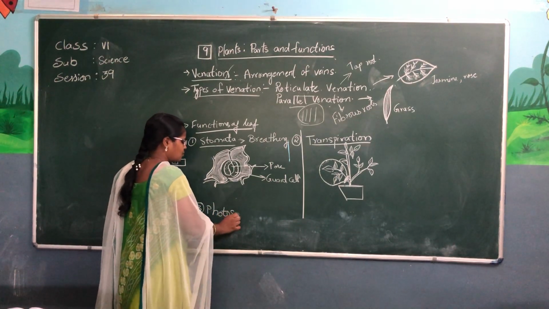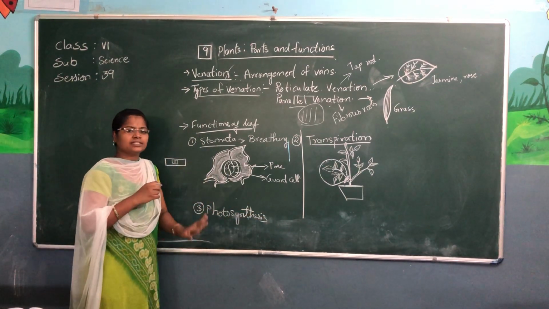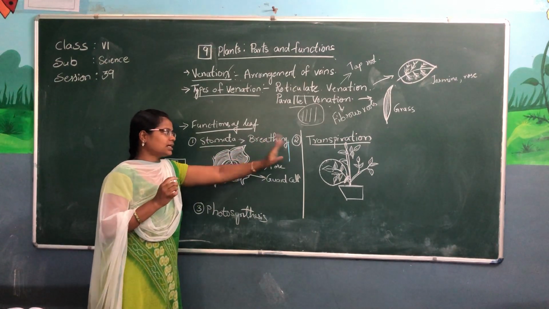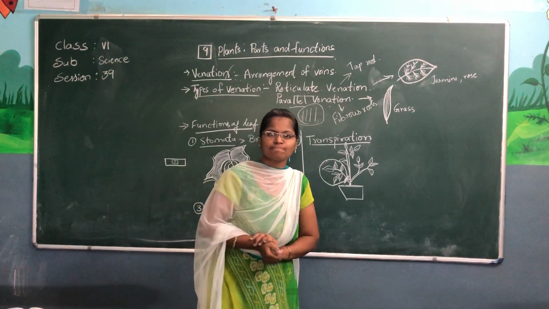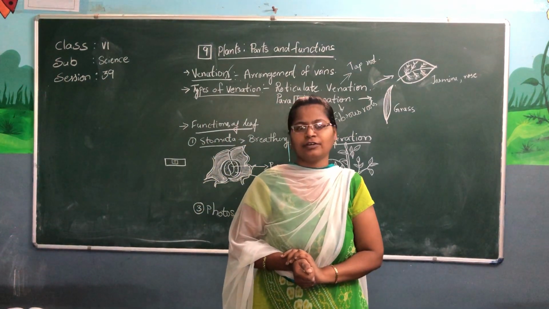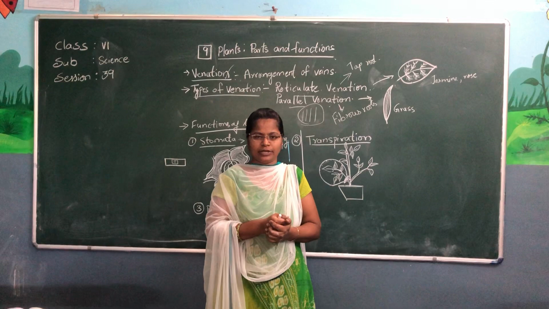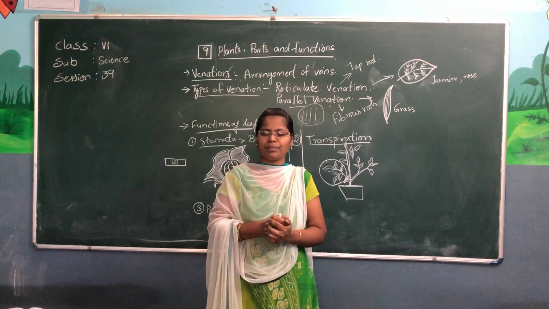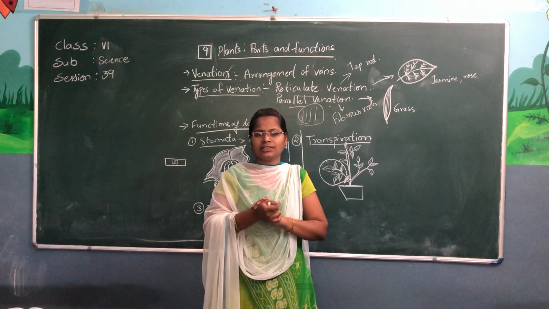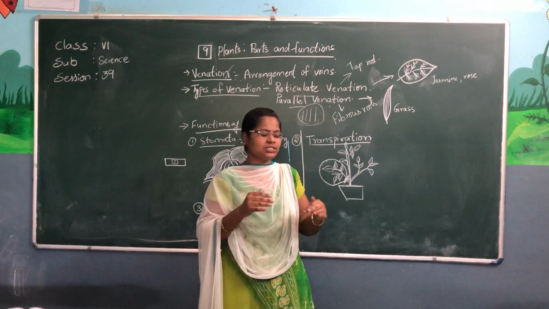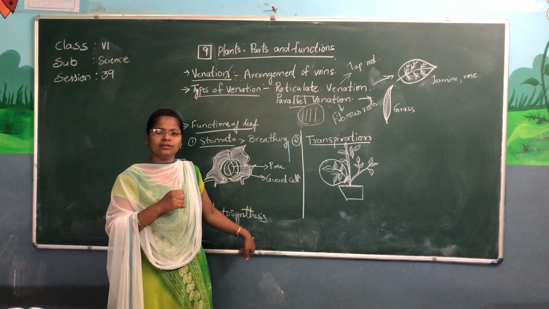What is that? Photosynthesis. The third function of the leaf is photosynthesis. First is breathing, second is transpiration, third is photosynthesis. What is photosynthesis? In photosynthesis, leaves prepare their own food, which is very important. You have to pour water. It should have sunlight and sufficient air. Under these suitable conditions, leaves through the photosynthesis process make their own food.